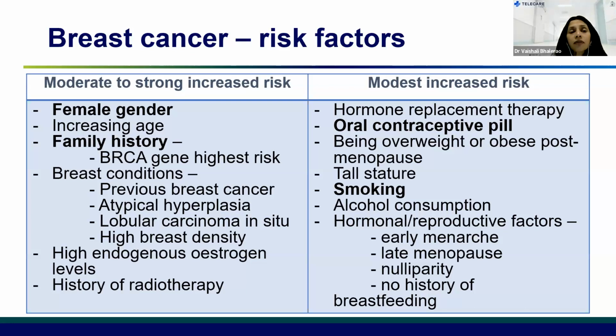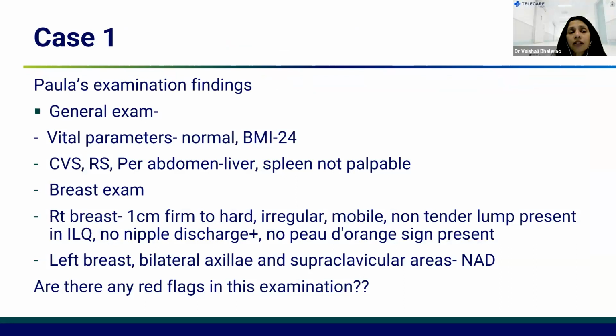So Paula's examination findings: general examination, vital parameters normal, her BMI is 24, cardiovascular, respiratory, per abdominal examination normal, liver and spleen not palpable. Breast examination, right breast showed a 1 centimeter firm to hard, irregular, mobile, non-tender lump in the inner lower quadrant. No nipple discharge present. Peau d'orange sign absent. Left breast, bilateral axilla, and supraclavicular areas were normal.